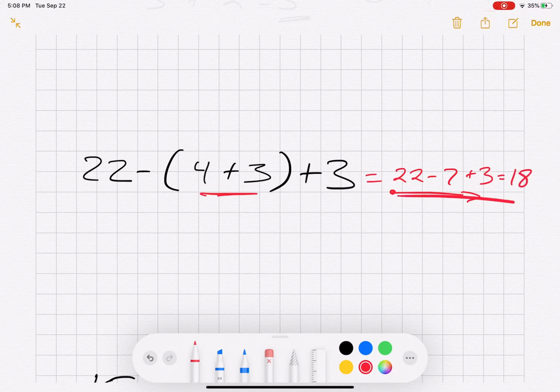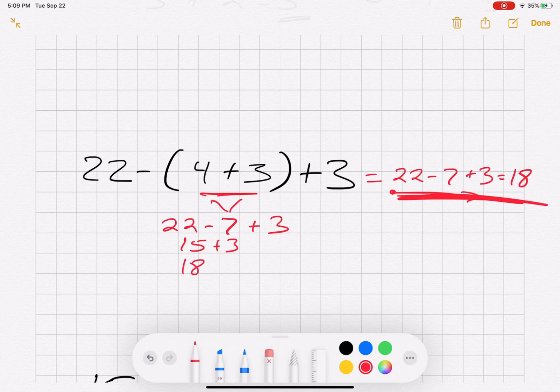So you can write it this way. I like to do it this way. So it doesn't, like we talked about, it doesn't matter. Everybody's got their own way of doing things. And so then I would do 22 minus 7 plus 3, and then that would be 18.